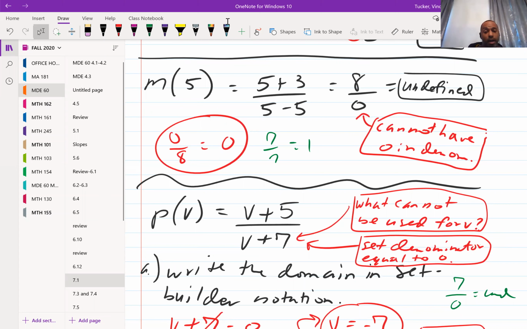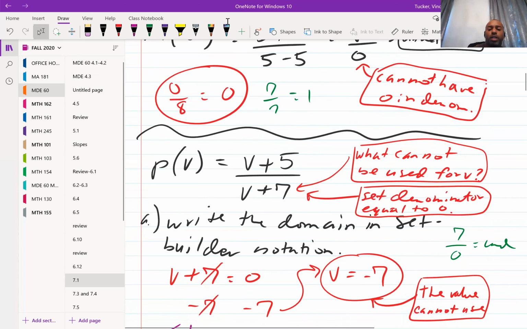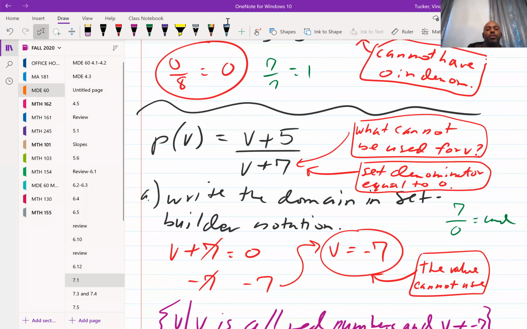So what we're going to do is set our denominator equal to 0. The reason why we're doing that is because, remember, I just mentioned that we cannot have 0 in our denominator. So 0 in the denominator is what we're going to look for to figure out what value is going to stop us, or what value is going to create undefined. So you set your denominator, V plus 7, equal to 0, and then we have V equal to negative 7. And that is the value that cannot be used.